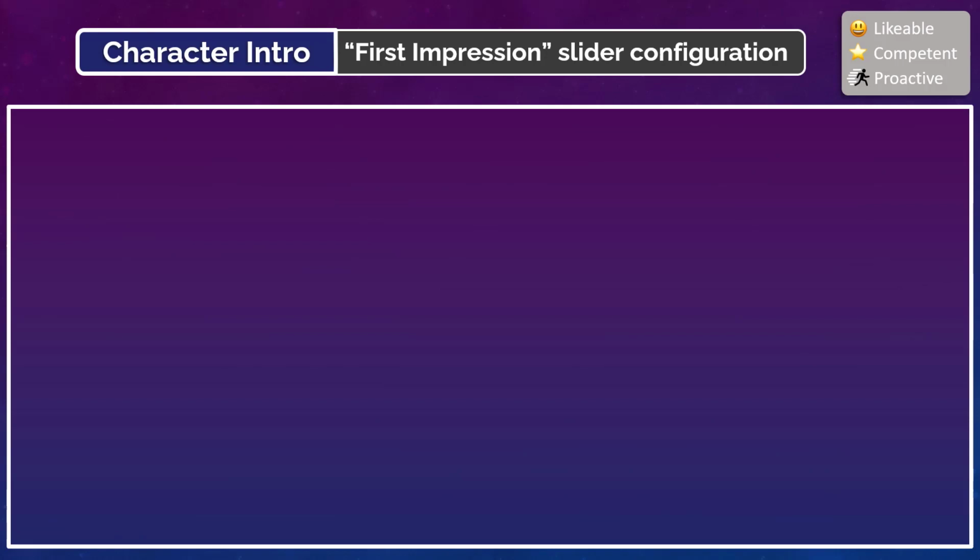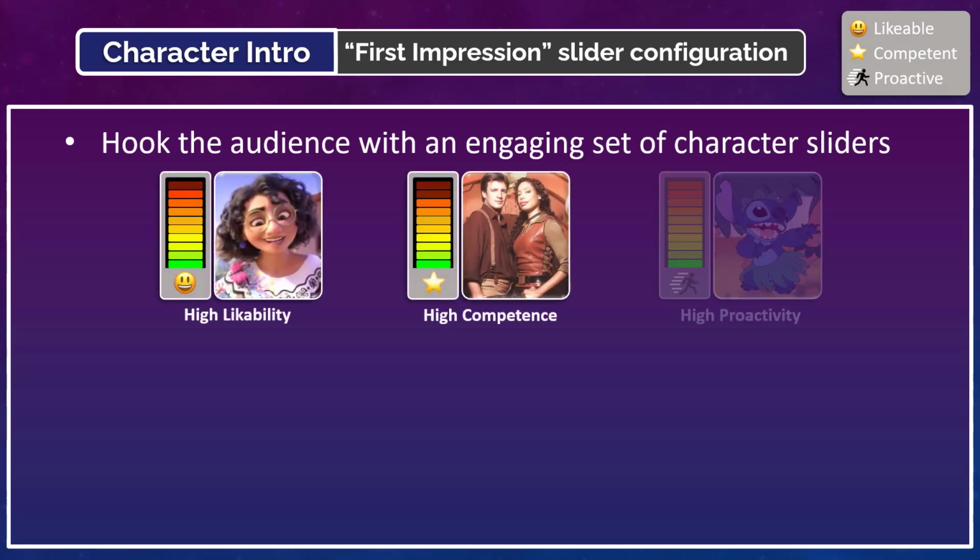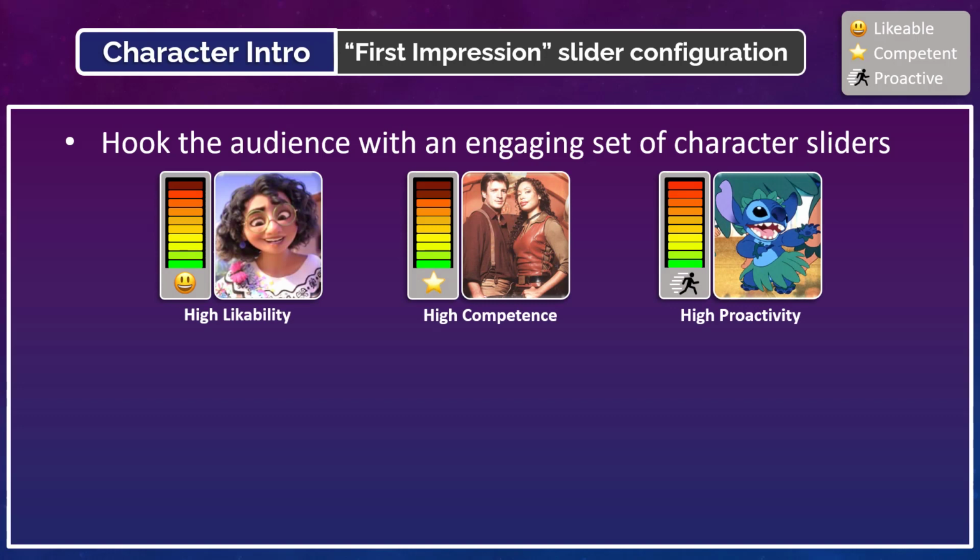One of the main objectives when introducing an important character in the story is to hook the audience and make them care about the character. With respect to the character sliders, this means at least one of the sliders should be high so that the character is more likely to come across as engaging. For ideas on how to manipulate the sliders to be low or high, refer back to the Part 1 video.